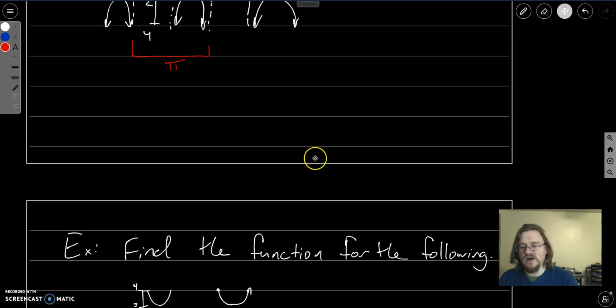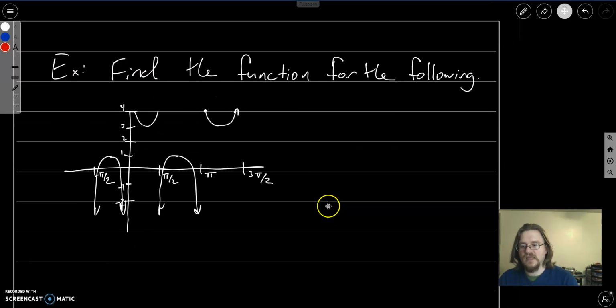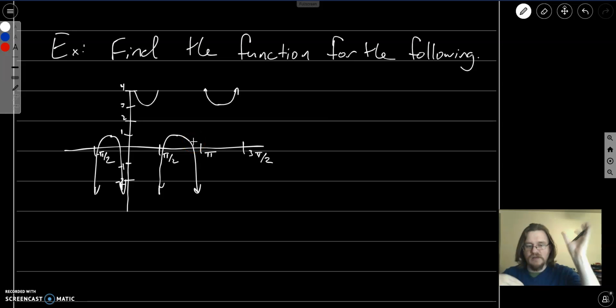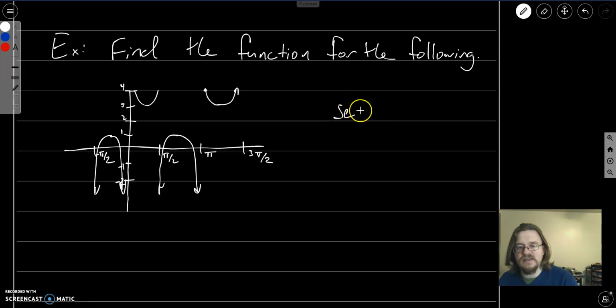Let's do one more example. So let's find the function for the following. So here we've got what looks like a secant or cosecant, because we've got these up and down bowls everywhere. So we know that it's either secant or cosecant. And we can start to identify these by looking to see where the asymptotes are. So for instance, we have an asymptote right at 0.